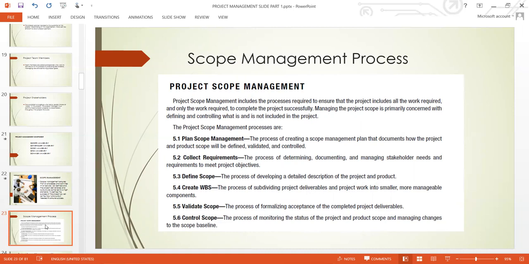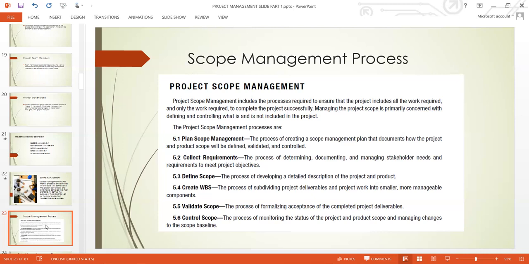The processes, according to PMI: you need to plan your scope management. This is one of the processes. Planning scope management includes creating a scope management plan that documents how the project and the scope will be defined, validated, and controlled.